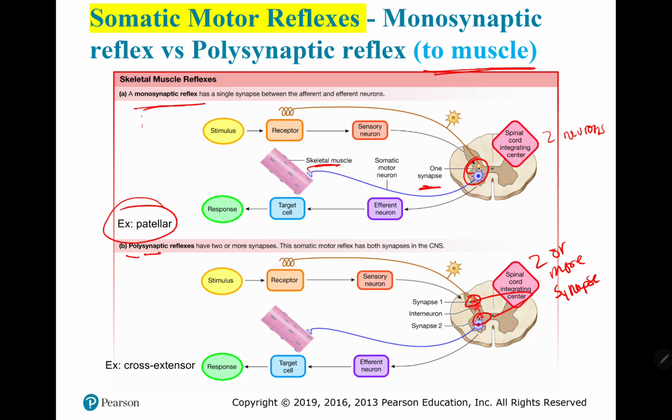Remember, a synapse is between a neuron and another neuron, or a neuron and a gland, or a neuron and a muscle, etc. So if you have two or more synapses, we're going to have 1, 2, 3 neurons. So at least 3 neurons in this pathway. And an example of a polysynaptic reflex is a cross-extensor reflex.